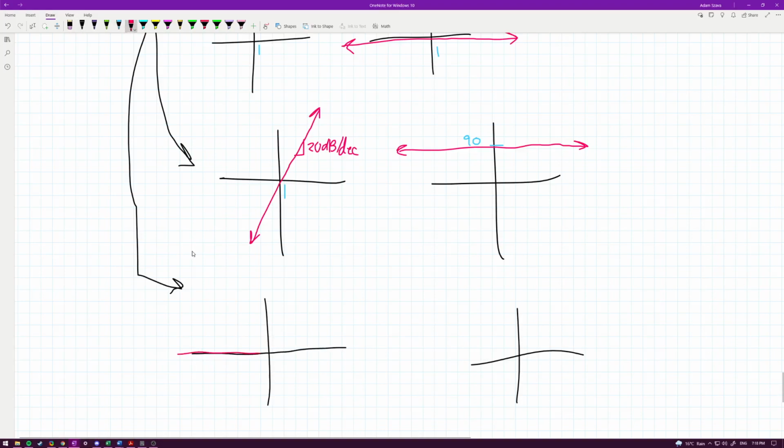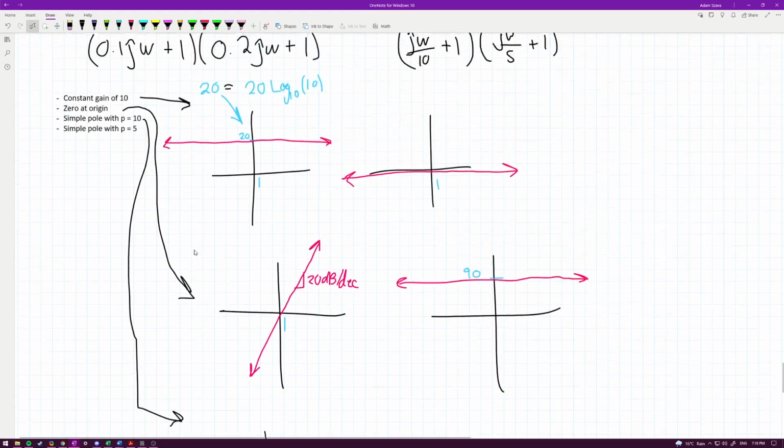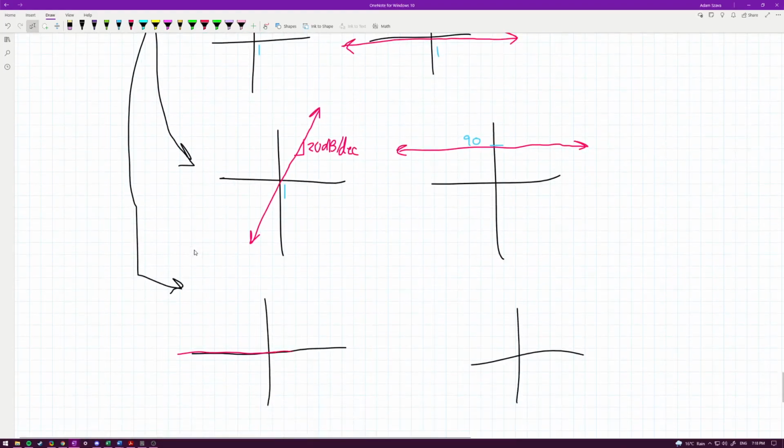It's 0 until the pole. So the pole was where? It was at 10, right? So it's 0 until 10. Until 10. And then from 10, you go down with a slope of negative 20 decibels.